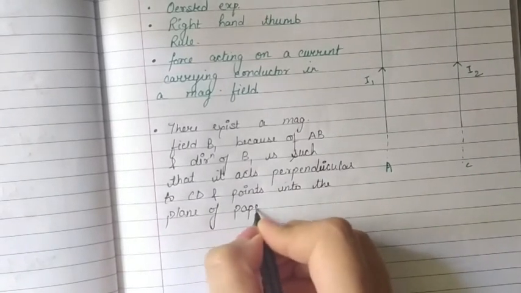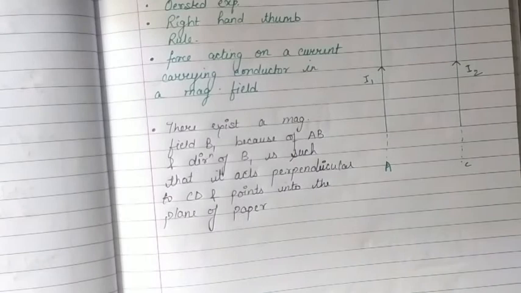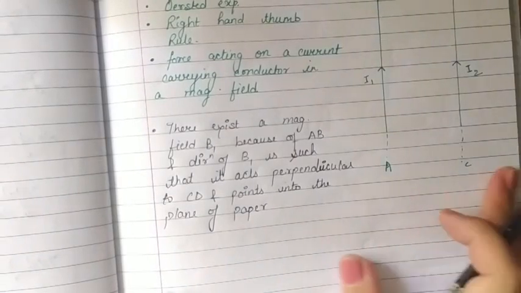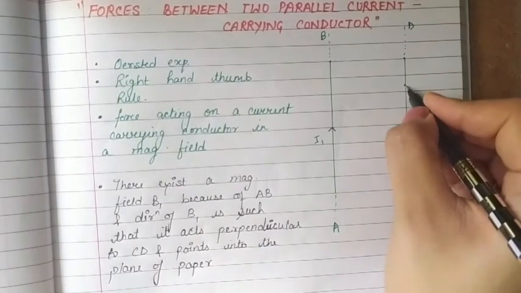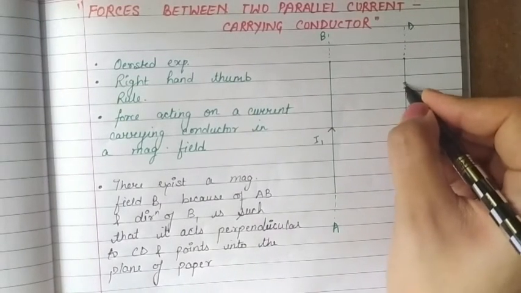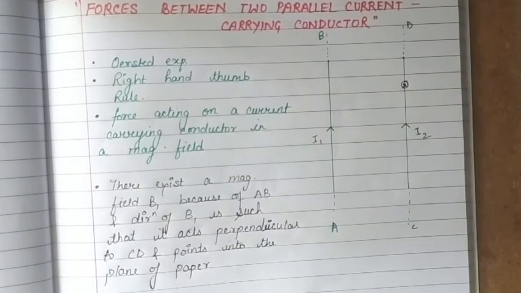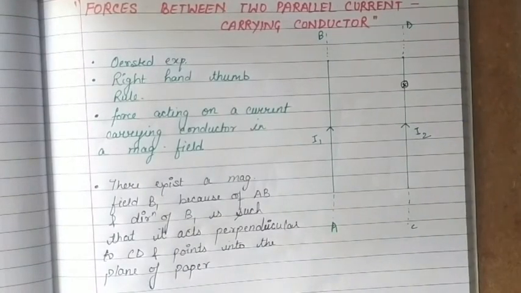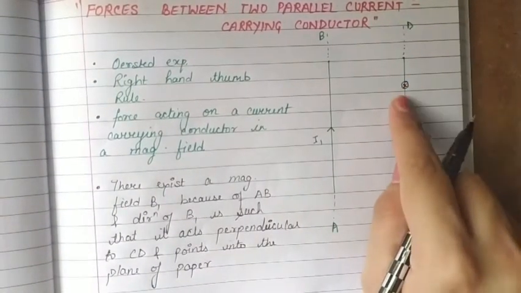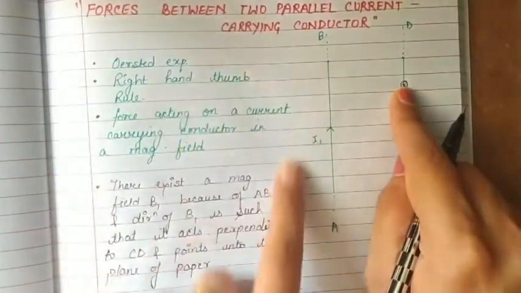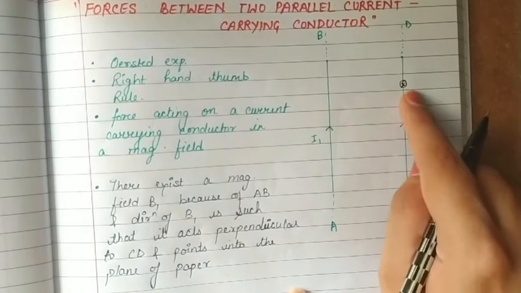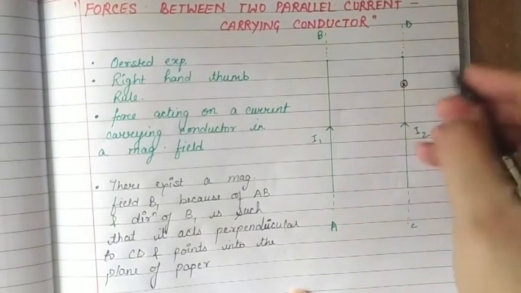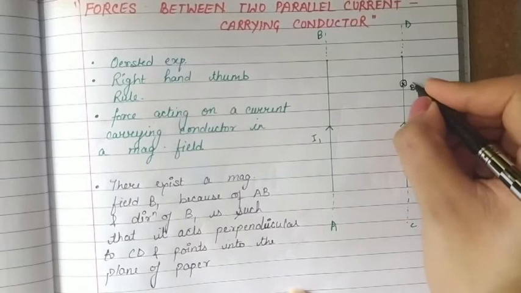Okay, and we know that we denote such a field by a cross. So let us consider any point on the wire CD, and this is the magnetic field at that point, which we are going to show by using a cross, right? So this is the magnetic field B1 vector, because it is because of the conductor 1 AB. So the magnetic field acting on CD because of AB is B1 vector.